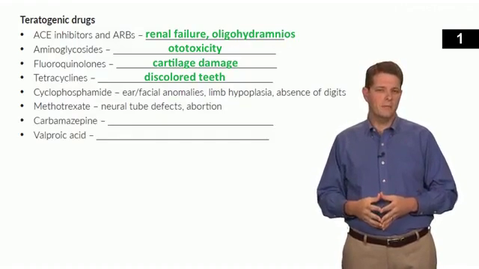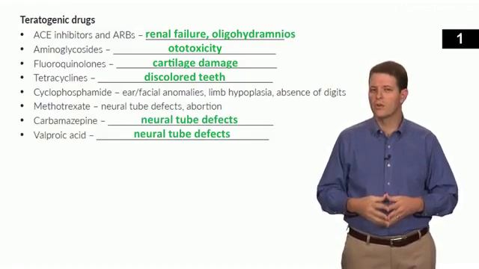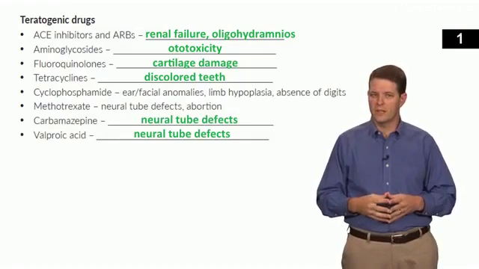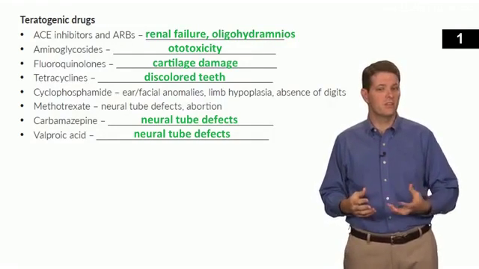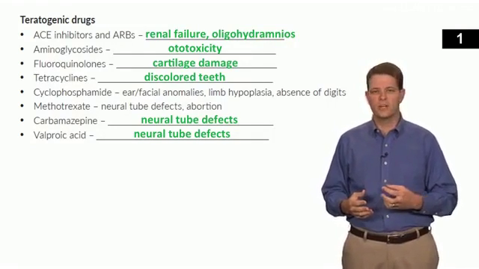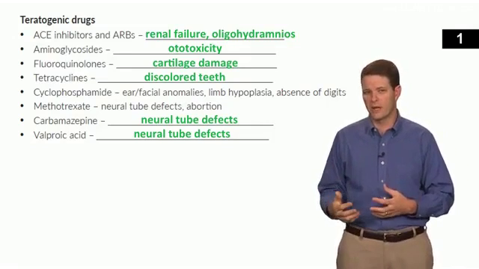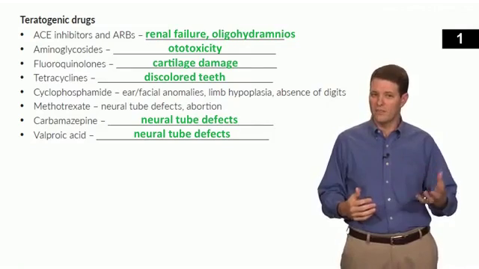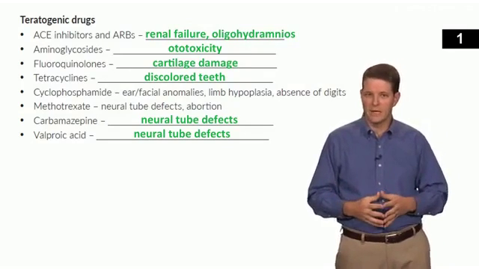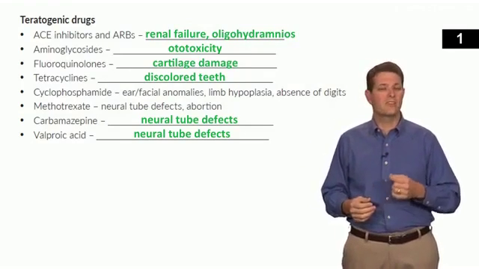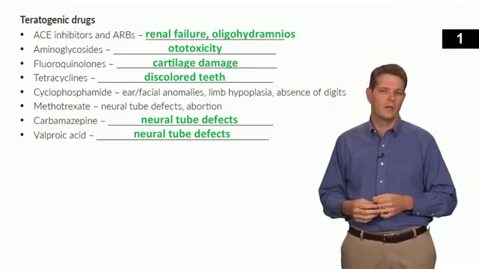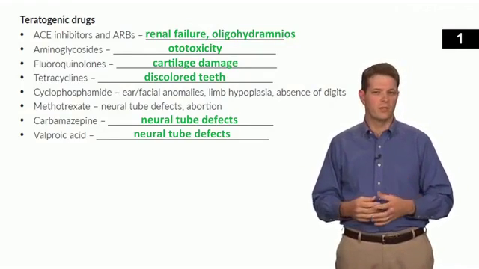Both carbamazepine and valproic acid are known for causing neural tube defects, just like methotrexate. So if you have a patient with a history of seizures that's on one of these drugs, you want to make sure she's getting that folic acid supplement for at least a couple of months before she starts trying to get pregnant. And if possible, you want to get her off the seizure drug. Sometimes you just can't. Now, we used to recommend giving extra high doses of folic acid to these women. That's never actually been proven to be beneficial.